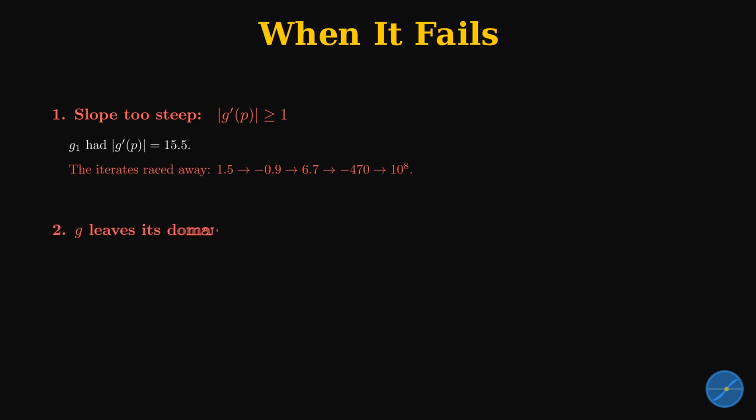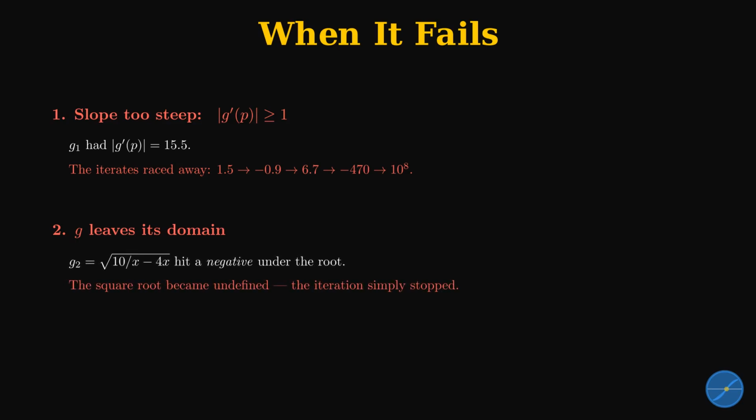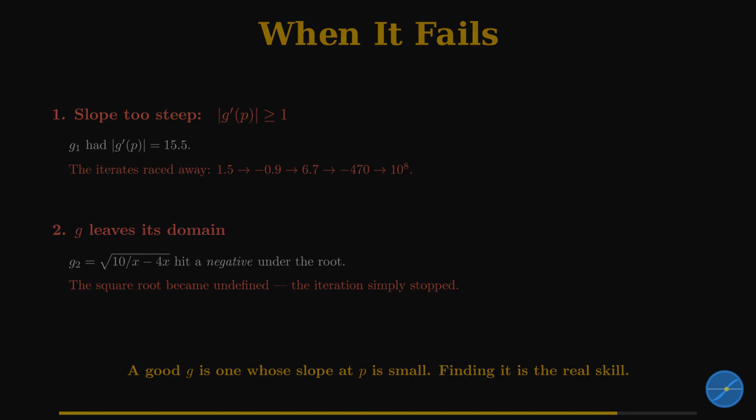Second, g leaves its domain. Rewrite 2 hit a negative under the square root. So g became undefined and the iteration just stopped. The moral is, a good g is one whose slope at p is small. Finding it is the real skill.